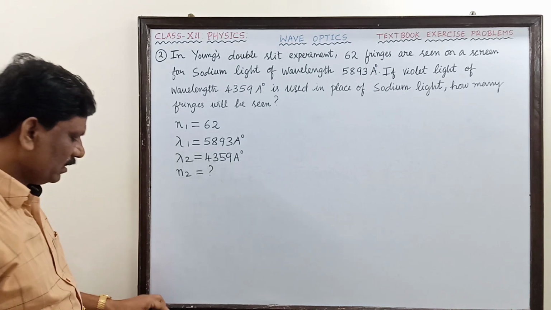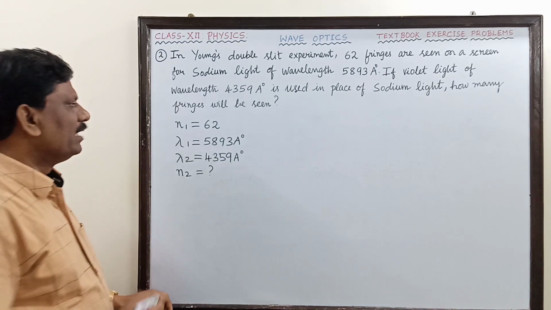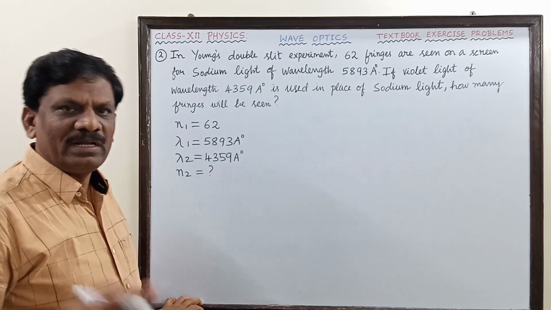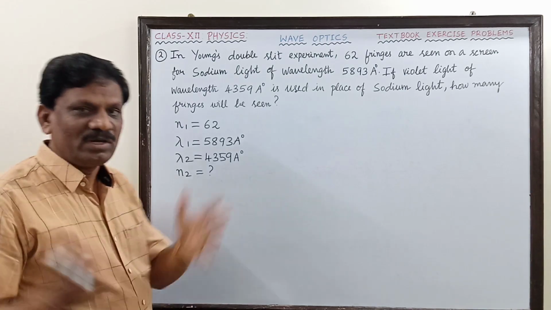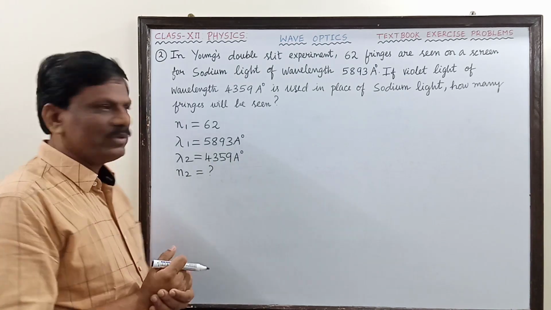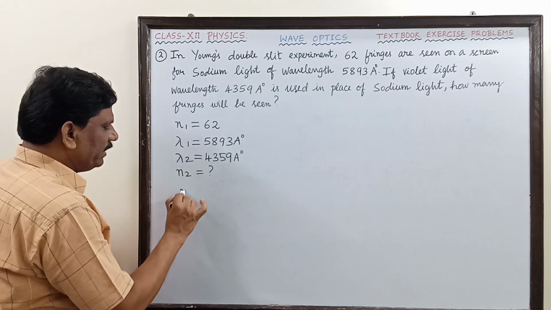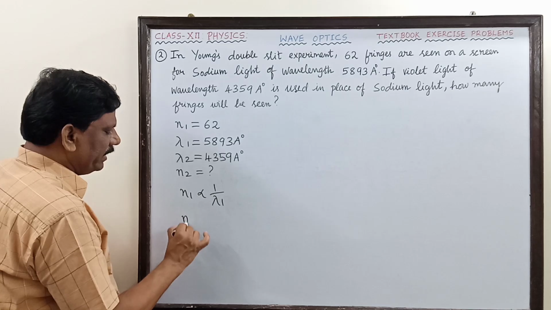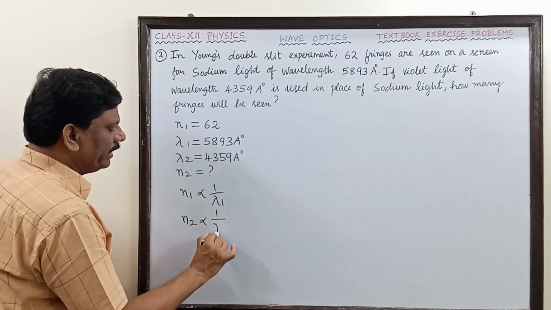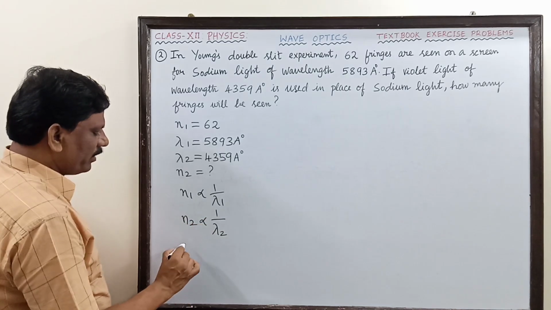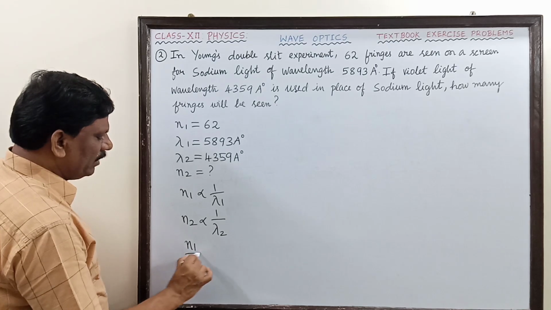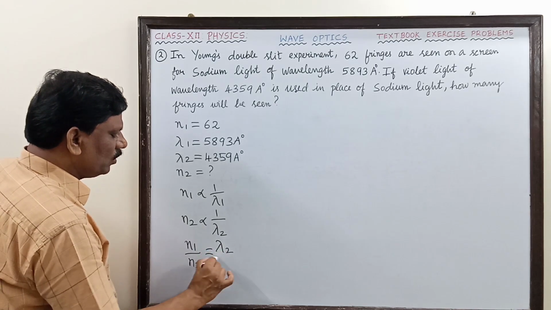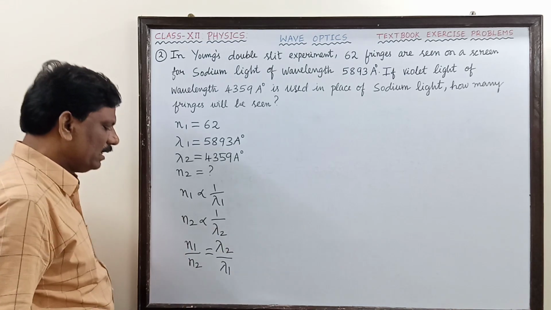seen? So very simple. The number of fringes is inversely proportional to the wavelength. As the wavelength gets reduced, more and more number of fringes will be produced. So we can write N1 is proportional to 1 by lambda 1 and N2 is proportional to 1 by lambda 2. So N1 by N2 is now equal to lambda 2 divided by lambda 1.